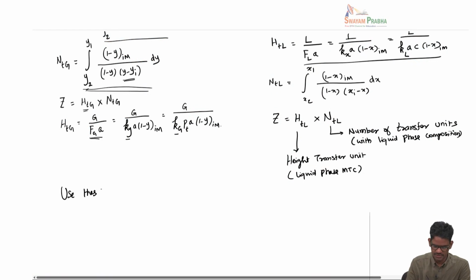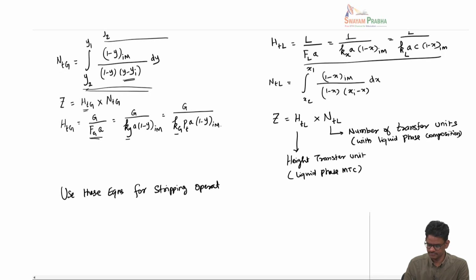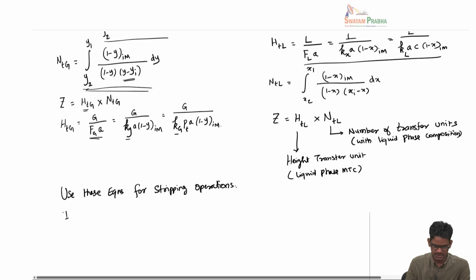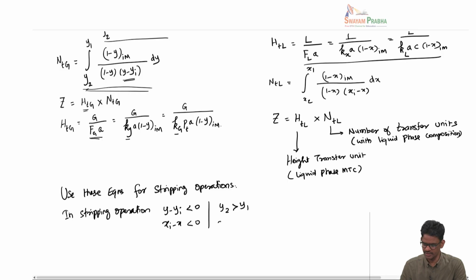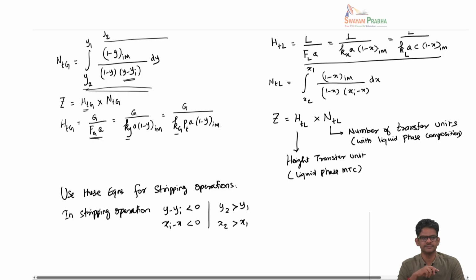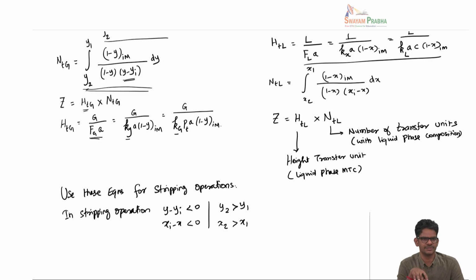So use these equations for stripping operation. So in stripping operation, you will see this y minus yi is negative, and similarly xi minus x will also be negative, but at the same time you will see that y2 is larger than y1 and x2 also is larger than x1. Okay, so because of this, this equation remains the same if you were to do all this over.